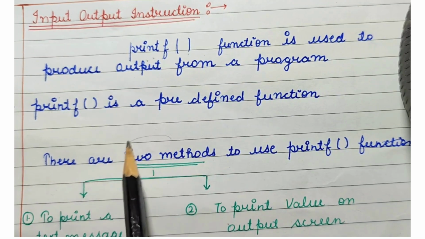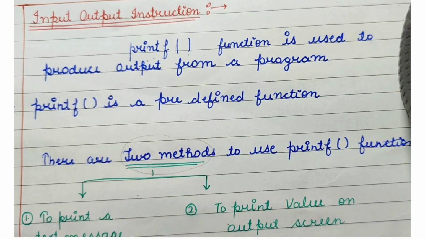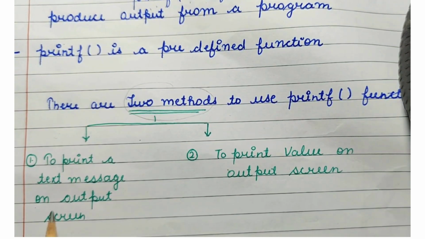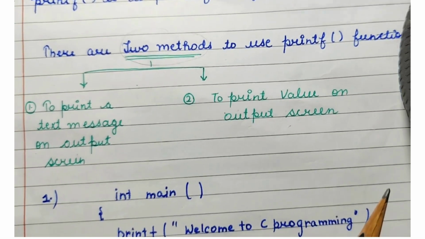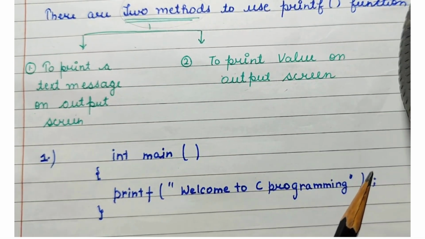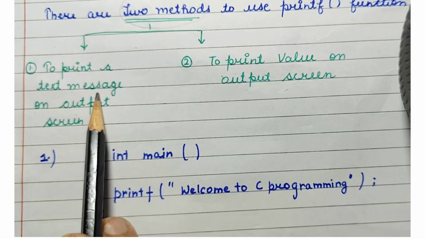Basically we have two ways or two methods for using the printf function. The first method is to print a text message on the output screen. The second is to print a value on the output screen. So first we discuss the first method, how the printf function is used for displaying a text message.